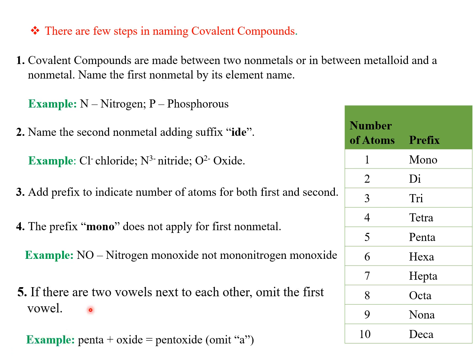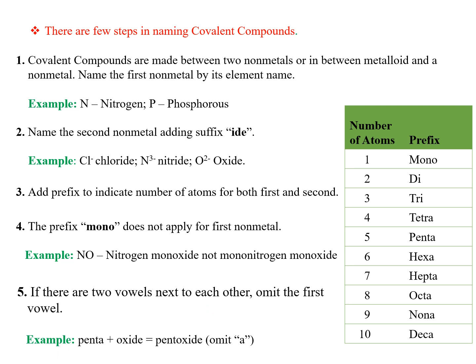Next, if there are two vowels next to each other, you need to omit the first vowel. For example, penta plus oxide. Penta is our prefix for 5 atoms, and oxide is the -ide suffix. So pentaoxide: you can see A and O, two vowels next to each other. So omit the first vowel, which is A. By omitting A, pentaoxide becomes pentoxide. Okay, these are the 5 steps we need to follow when naming covalent compounds.